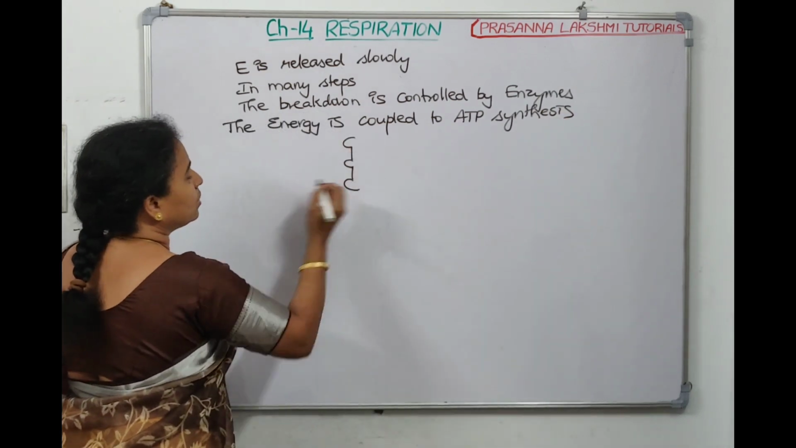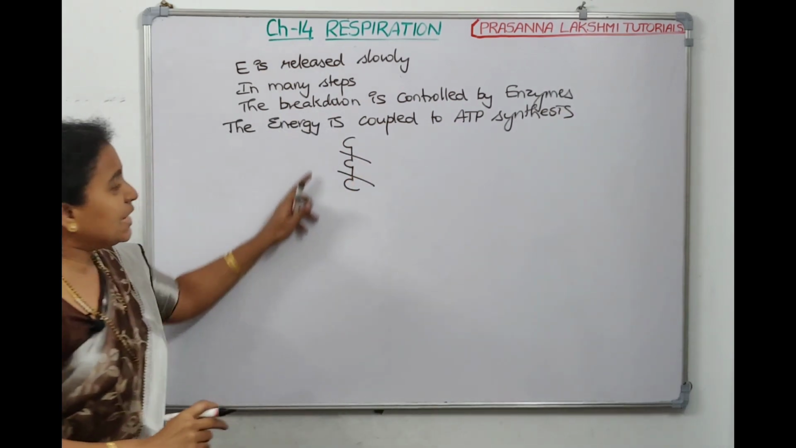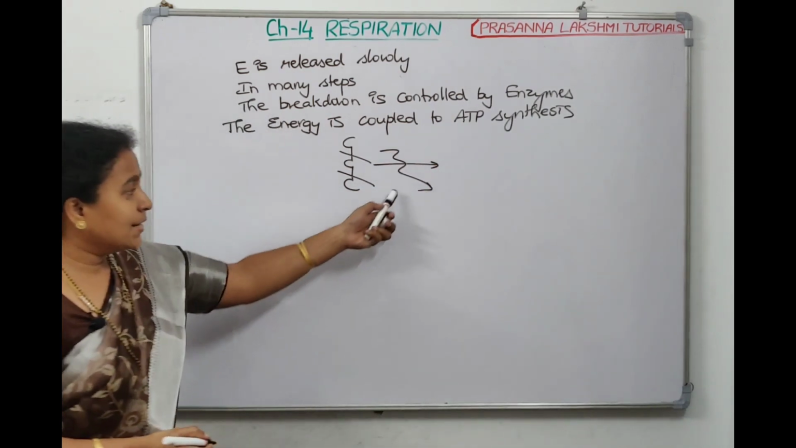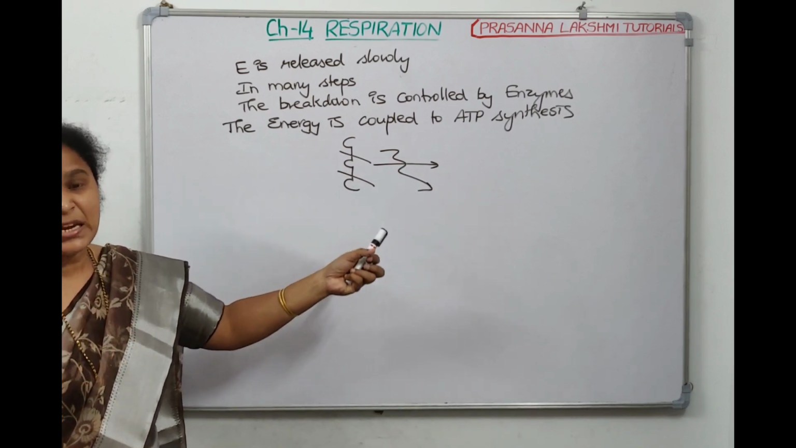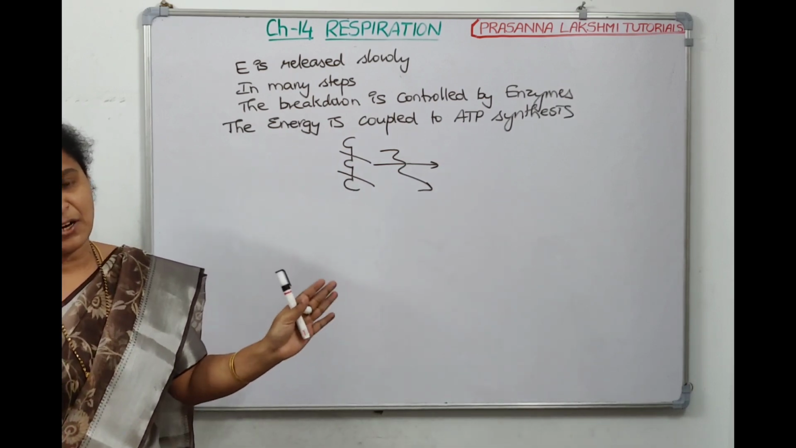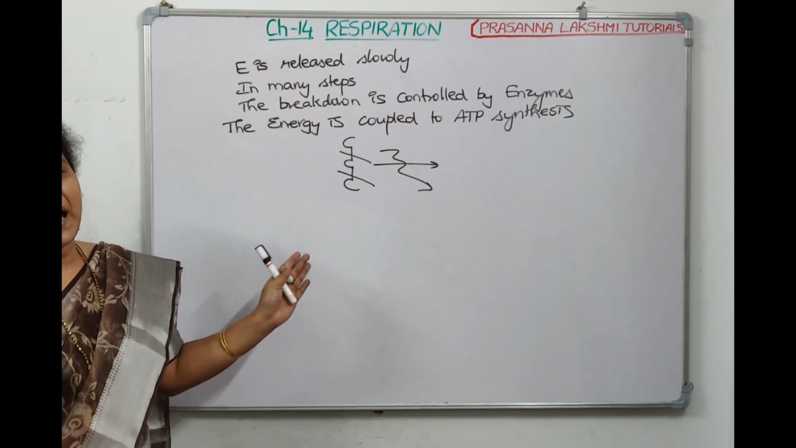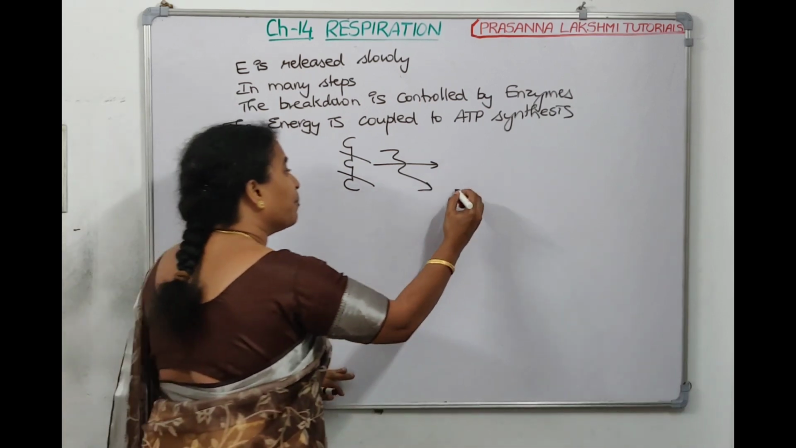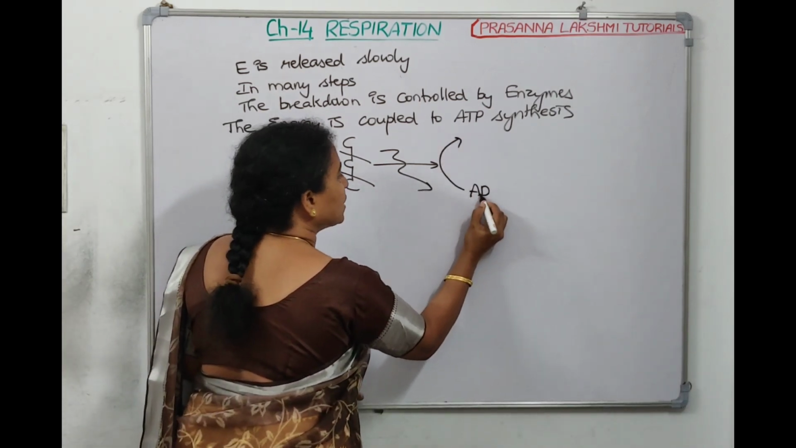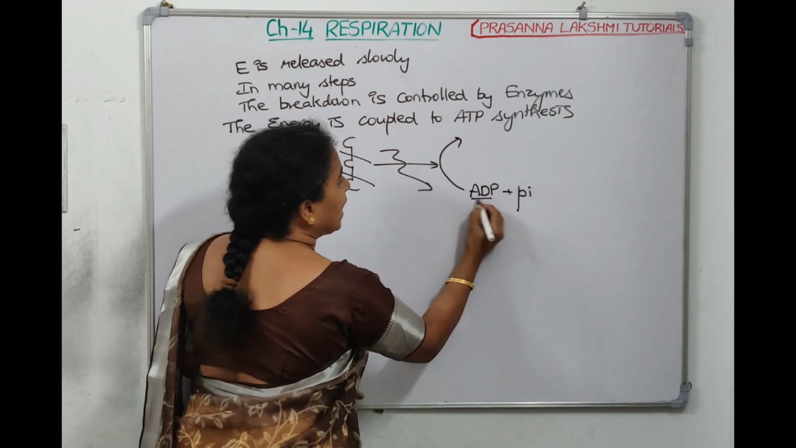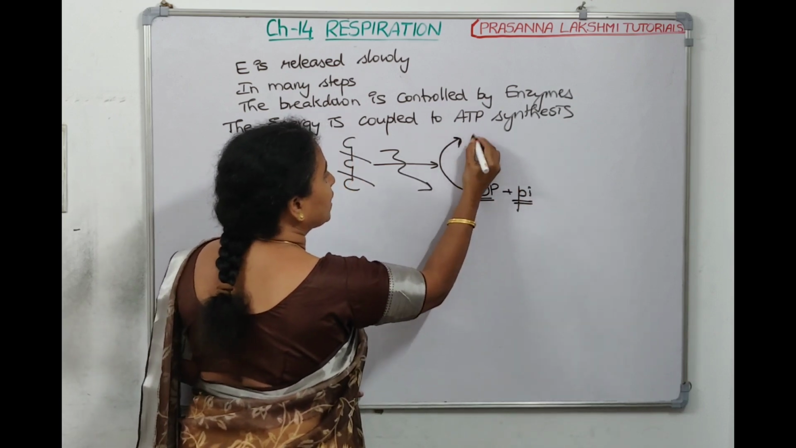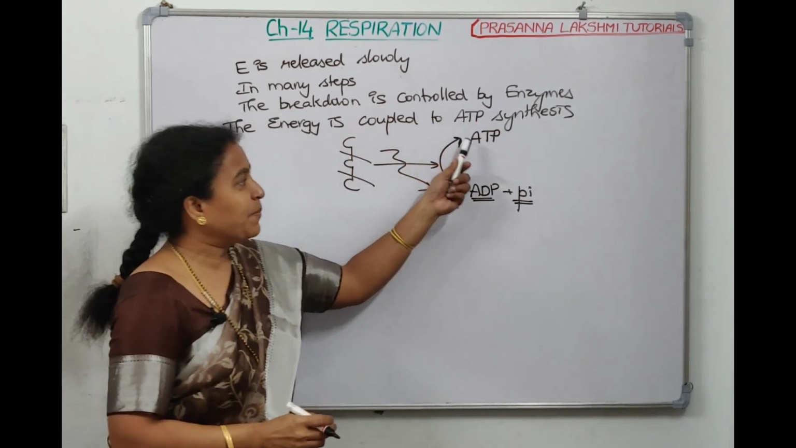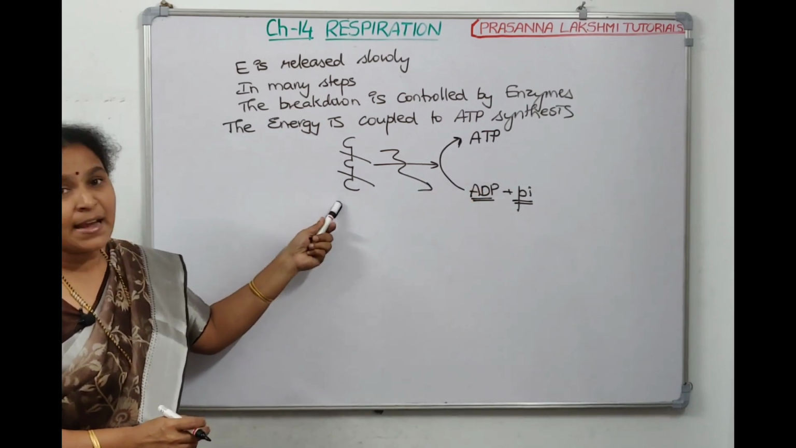So when you are breaking these C-C bonds, we are getting energy. Now this energy, if it comes out like this, it becomes heat energy, and that heat energy will be dissipated off. So the plant or the organism is very clever. It is not releasing the energy like this, it is coupling it. It uses this energy to combine ADP with inorganic phosphate to make ATP. So ATP synthesis will happen when you break the food.